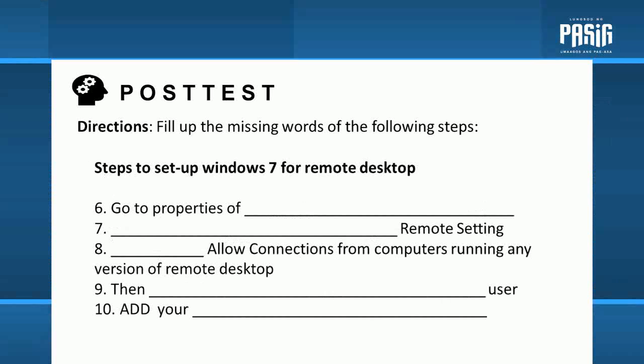Go to Properties of, the answer is My Computer. Number 7. The answer is click Remote Settings. Number 8. The answer is check Allow connections from computers running any version of remote desktop. Number 9. Then the answer is select User. And number 10. Add your, the answer is account.